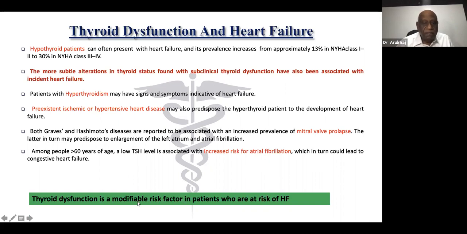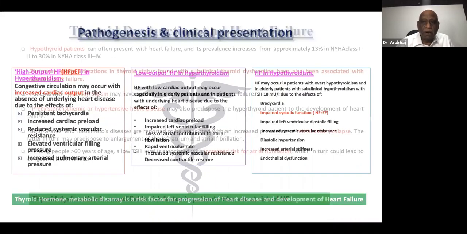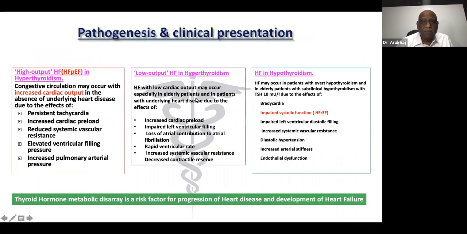Therefore, ladies and gentlemen, thyroid dysfunction is a modifiable risk factor in patients who are at risk of heart failure. In people who are at risk of heart failure, if you correct the thyroid deficiency or thyroid excess, the heart failure incidence can be brought down. These are the types of heart failure.